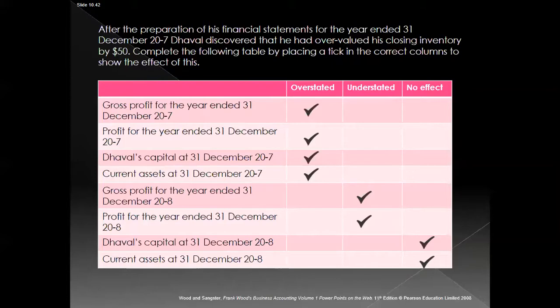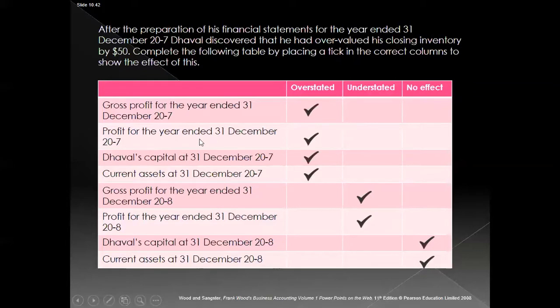How do you get gross profit? Revenue minus cost of sales, right? So if the closing inventory is higher, that means the cost of sales will be lower. If cost is understated, then the gross profit for the year will be overstated. The same happens to the profit for the year. If other variables remain the same, the increase in gross profit will increase the profit as well.